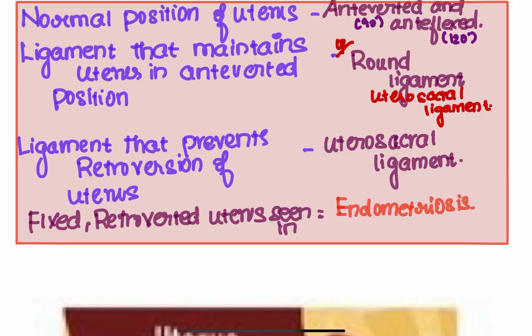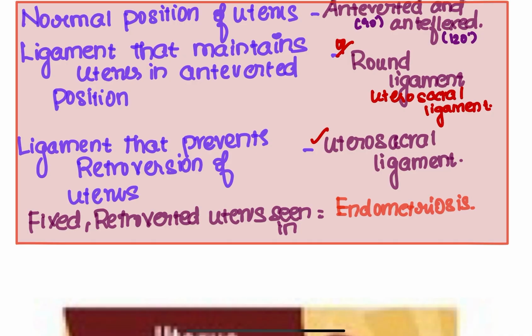See, it is very simple. I told you that the normal position of uterus is anteversion and anteflexion. Now, the contrary question here is what structure is preventing the uterus from the retroverted position? There has to be some structure which prevents the uterus from retroversion and maintains the uterus in anteversion. The maintaining part is done by the round ligament. But which part prevents the uterus from retroversion? That is the uterosacral ligament.